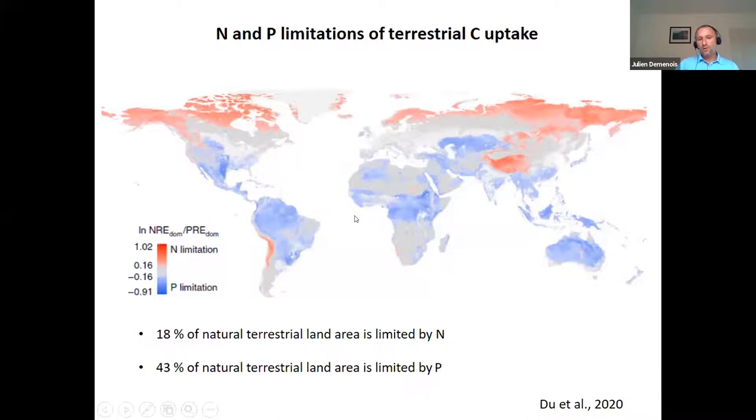And in blue, you have the areas where the availability of phosphorus is a limitation to the terrestrial carbon uptake. And for phosphorus, the concern is much larger, I would say, because the author says that this is about 43% of the natural terrestrial land area that is concerned by limited availability of phosphorus. So there is a huge phosphorus challenge if we want to sequester more carbon in the terrestrial ecosystem and especially in agriculture and forestry.